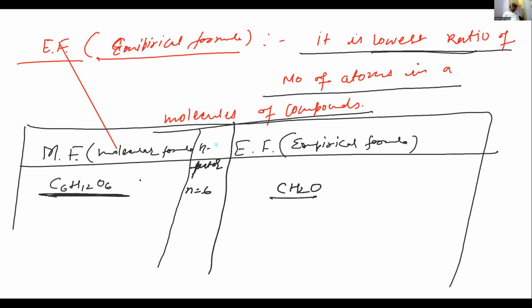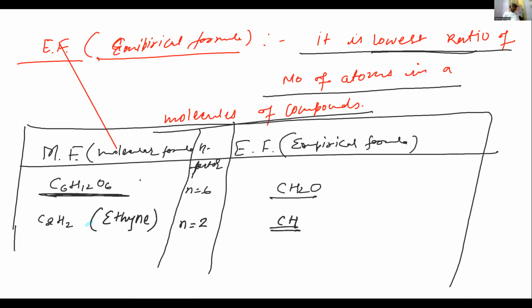Now take C2H2. This is ethyne. Tell me the empirical formula. The n factor is equal to 2. Dividing by the n factor, it becomes CH. This is the empirical formula.